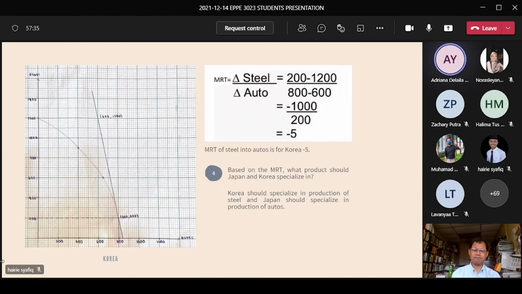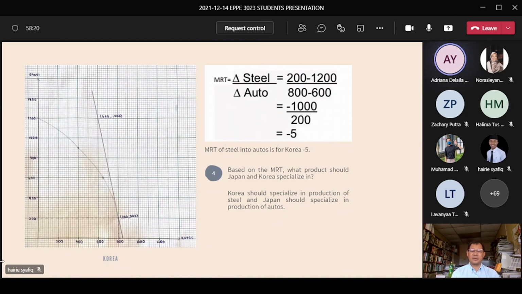Thank you, Doctor. For the next question, based on the MRT, what product should Japan and Korea specialize in? Korea, based on the MRT, should specialize in production of steel because of the higher opportunity cost of producing steel in Korea than in Japan. It is easier for you to answer like this: start with Japan first, so that it is easy for everyone to follow.